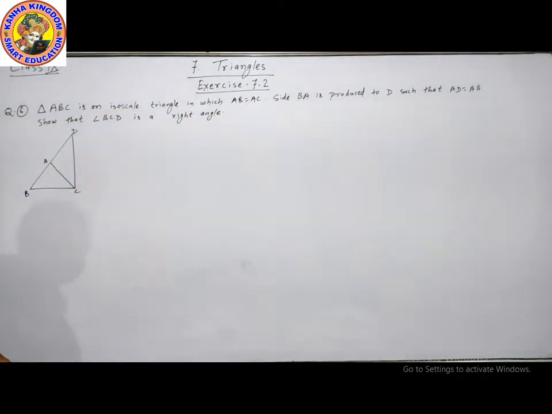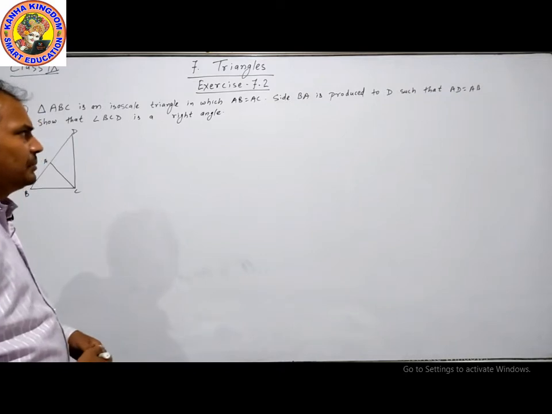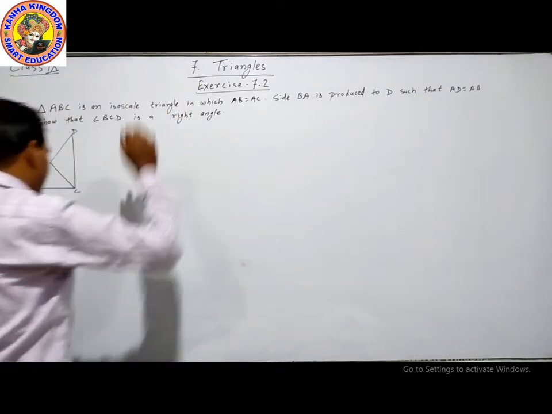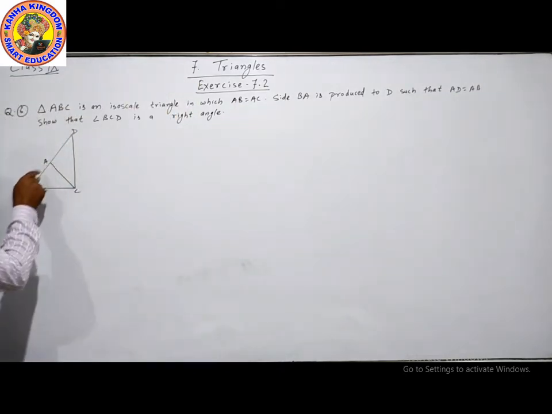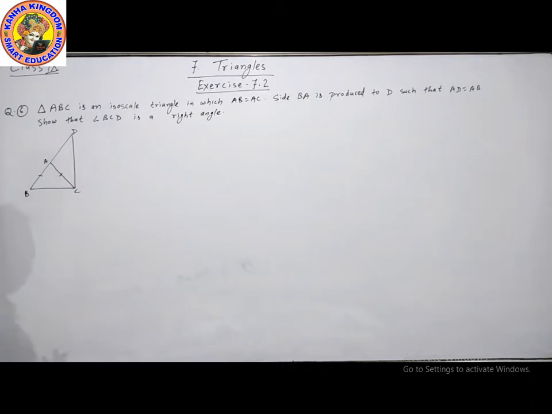In the last video, we attempted the questions from exercise 7.2. Our next question is question number 6. A triangle ABC is an isosceles triangle in which AB is equal to AC. This is a triangle ABC where AB is equal to AC.